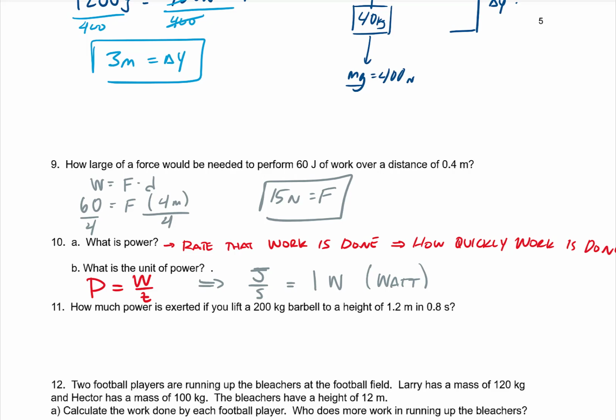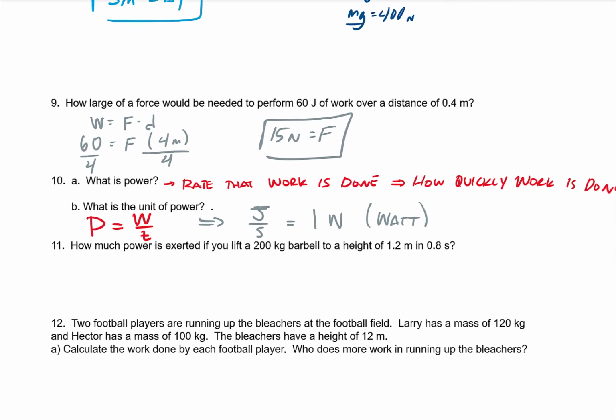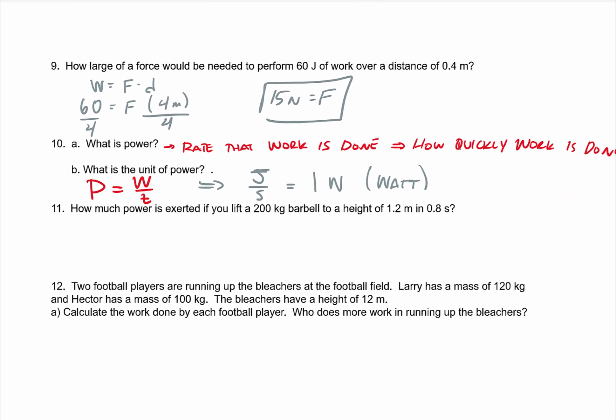1 watt of power. So how much power is exerted if you lift a 200 kilogram barbell to a height of 1.8 meters in 0.8 seconds? So let's draw our little picture. We have a 200 kilogram barbell. Its weight, mg, is 2,000 newtons, and then you have to lift it, so your lifting force is 2,000 newtons.